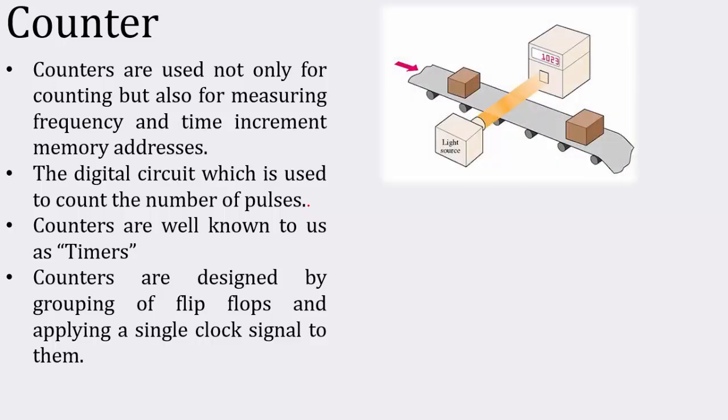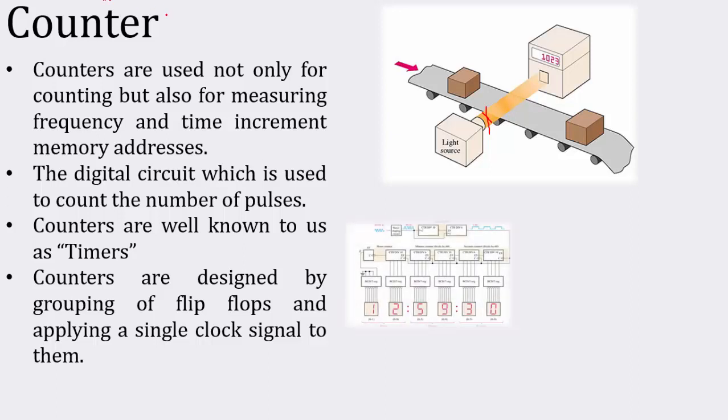So here is one example of a counter that we had seen in the last lecture. This is the conveyor belt on which the boxes are moving, this is the light source, and this is the light detector, and this is what we call a counter. When this box passes, the light will get cut, and due to that the counter will increase. So you can find how many boxes pass along the conveyor belt.